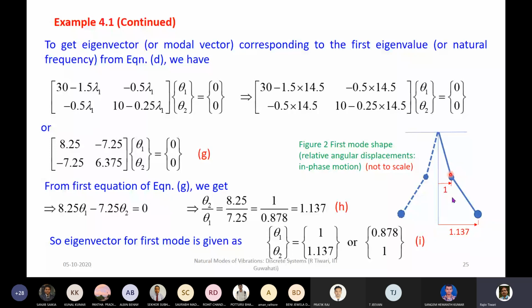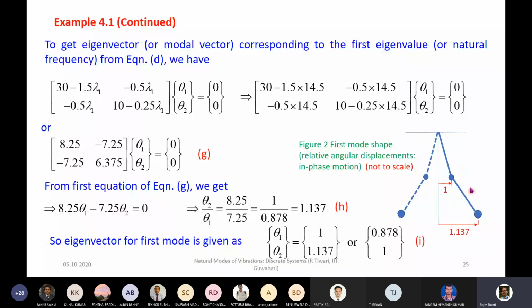And both are positive. That means if theta 1 is in this direction, theta 2 is also in the same direction. This is not the distance, these are the angles, theta 1 and theta 2. This is corresponding to the first mode, and it is not to scale, just for visualization purposes.